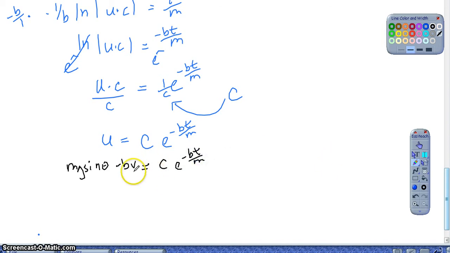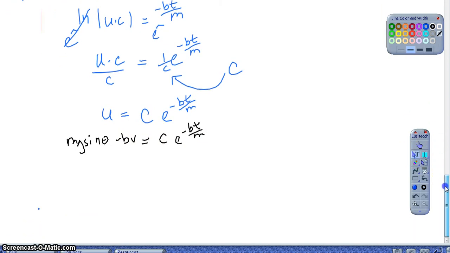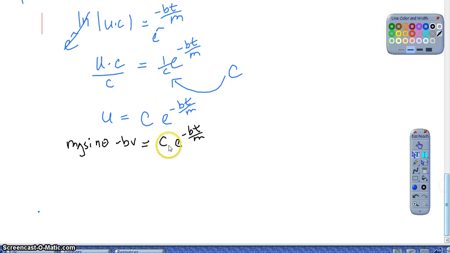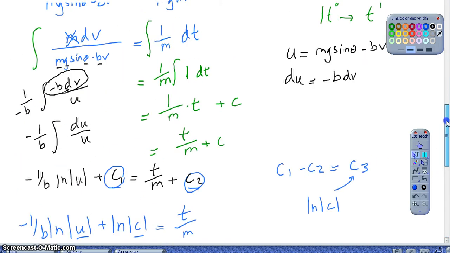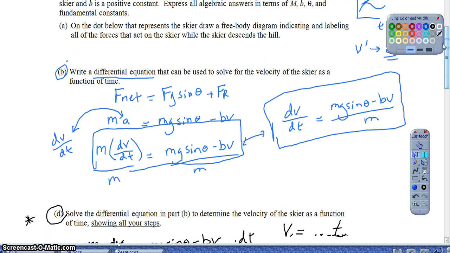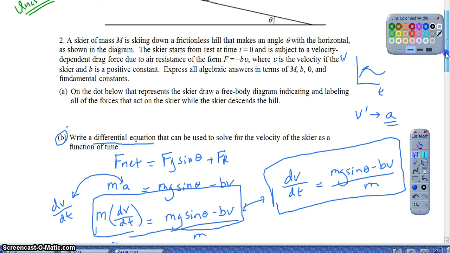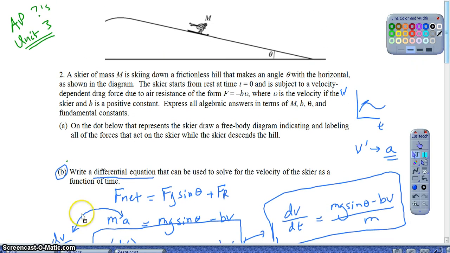One is I need to isolate to get v by itself because they want me to solve for my velocity function. The other thing that I do need to do here is I need to solve and figure out what c actually is. C is a constant, but they give me enough information to find it. So in order to find that, I have to go all the way back to the original context and start thinking about the equation.